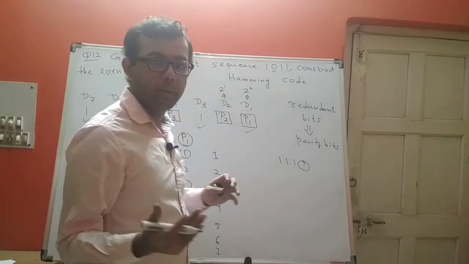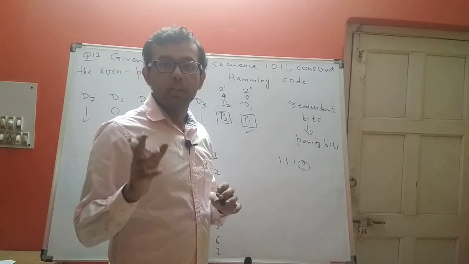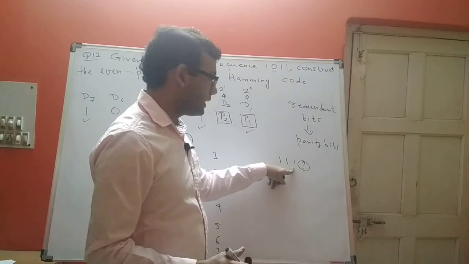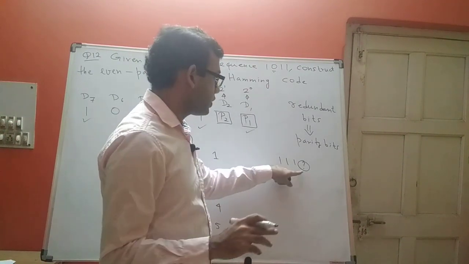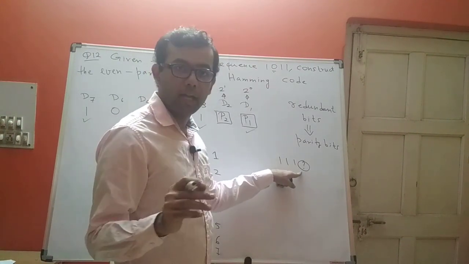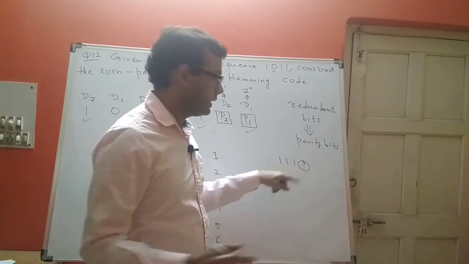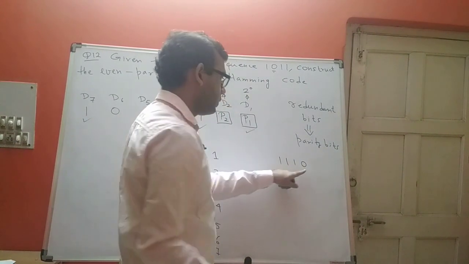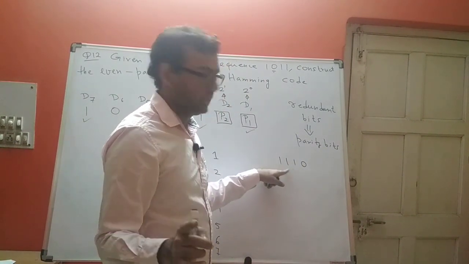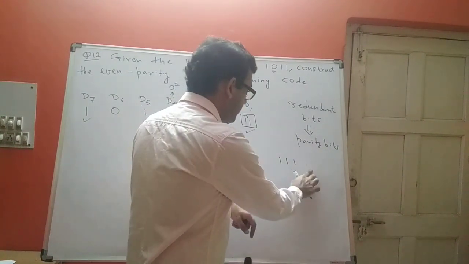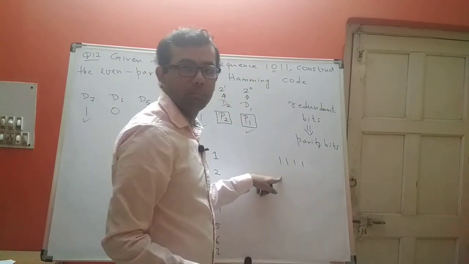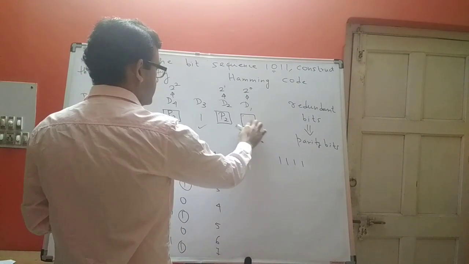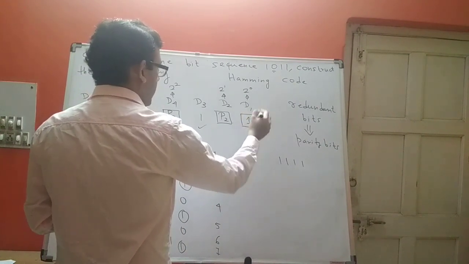So what is even parity? Even parity means you have to ensure that there are even number of ones. How many ones are here? 3 ones are here. So what should I place in this position so that there are even number of ones? See, if I place 0 in this position, what will I get? I'll get odd number of ones because there are 3 ones. But if I place 1 here, I'm getting even number of ones. That means in place of P1, I should place the bit 1.